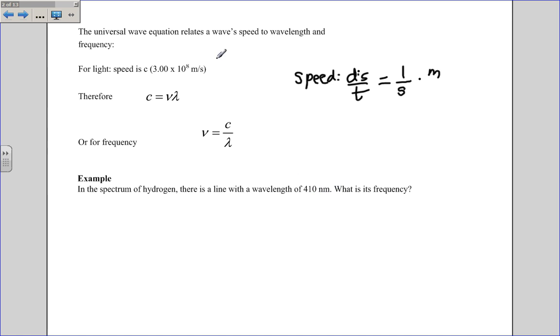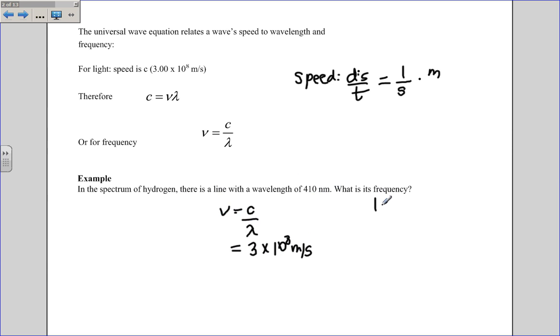So we've got our universal wave equation, which is frequency is equal to c over lambda. And as you know, the speed of light is 3 times 10 to the 8 meters per second. Now what we need to do here with the wavelength is we need to convert it into meters. So we'll do that over here.